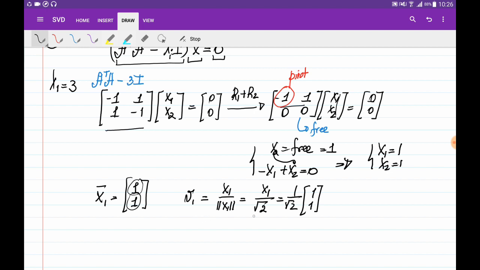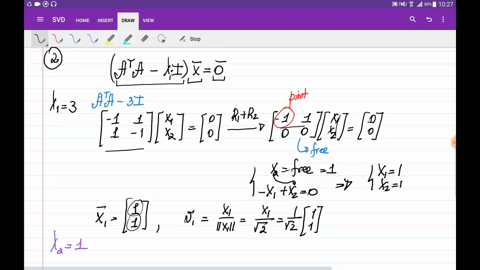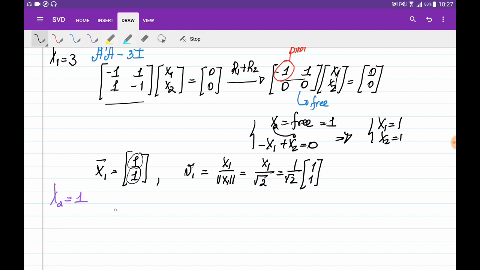So this vector is the unit vector, which has the same direction as the first eigenvector. So we need to find a unit eigenvector for lambda 2, which is equal to 1. If you subtract 1 from the diagonal entries of A transpose A, we're going to have the matrix 1, 1, 1, 1. This matrix is obtained by subtracting 1 from the diagonal entries of this matrix.